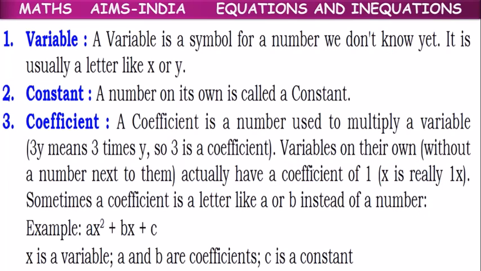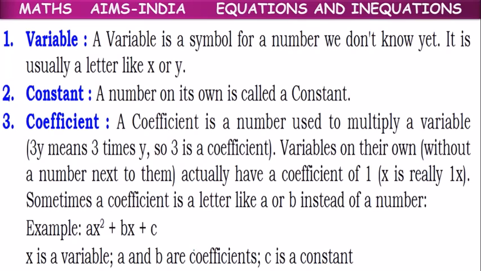So variables on their own without a number next to them, like 2x, 3x without a number like 2, 3, if there is only a variable like x, they will have by their own a coefficient of 1, because x can be written as 1 into x, 1x.